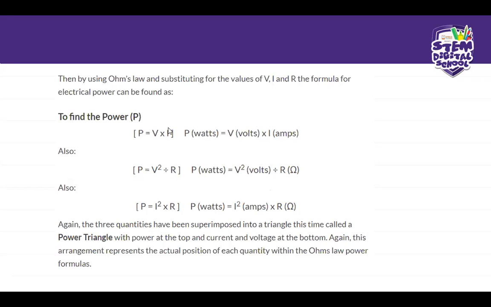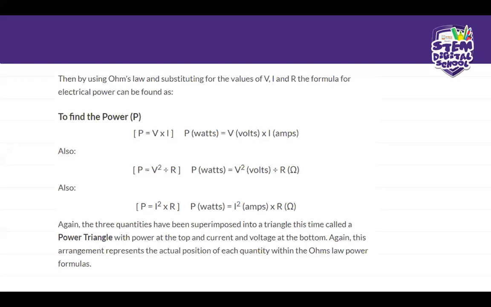So it always depends basically on what you are given. If you have voltage and resistance, this is the formula that you use. Power is equal to voltage times current. But if you are given the current, then you'll say I squared times R. Okay? I hope that makes sense to you guys.